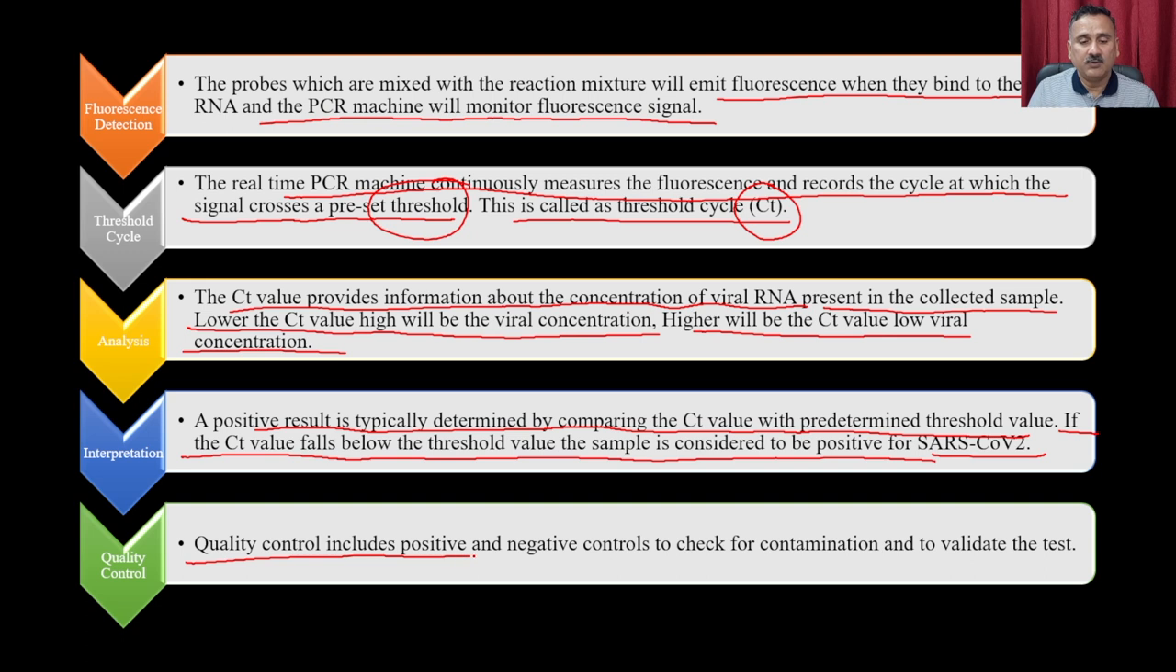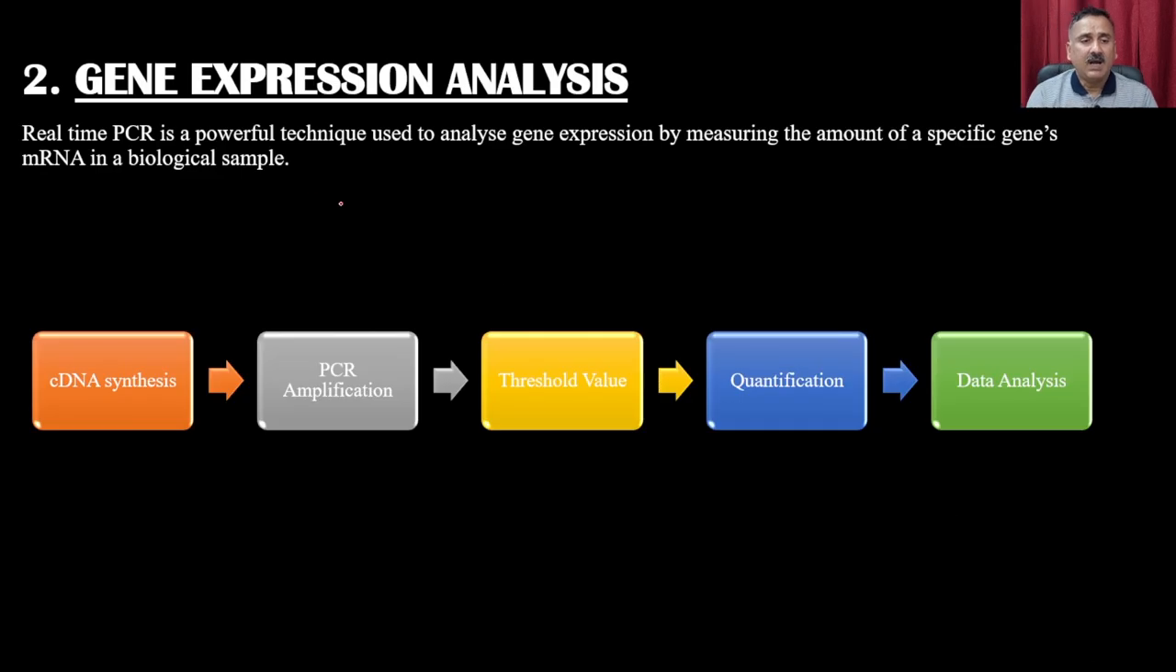Quality control includes positive and negative controls to check for contamination and to validate the results. Apart from that, you can also do gene expression analysis.